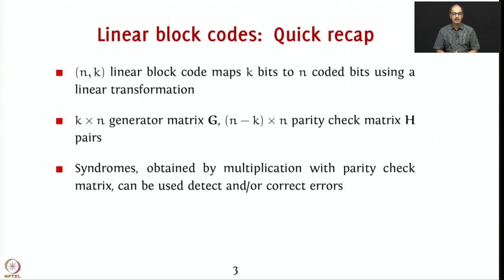Syndromes are obtained by multiplication of any received bit vector with the parity check matrix. If H times the received bit vector, which is the syndrome, is 0, you can conclude that no errors have occurred. Of course, there could be many errors, but let's say typically no errors have occurred. If you, however, get a non-zero syndrome, it can indicate the presence of an error and maybe even tell you where the error has occurred and potentially correct it. This we saw for the parity check code, where it indicated that an error had occurred, but for the repetition code, it also told you where the error was.